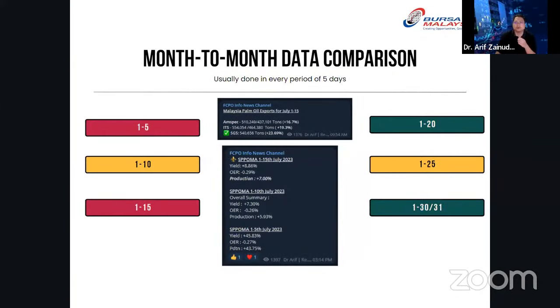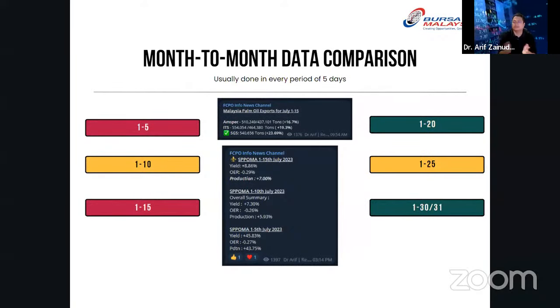So how do they compare data? They compare the period for every 5 days. So from 1 to 5th, 1 to 10th, 1 to 15th, 1 to 20th, 1 to 25th, 1 to 30th or 31st, they compare the data with the previous month. So if they're comparing the export data for August 1 to 20th, they'll be comparing it with the last month, July 1 to 20th.